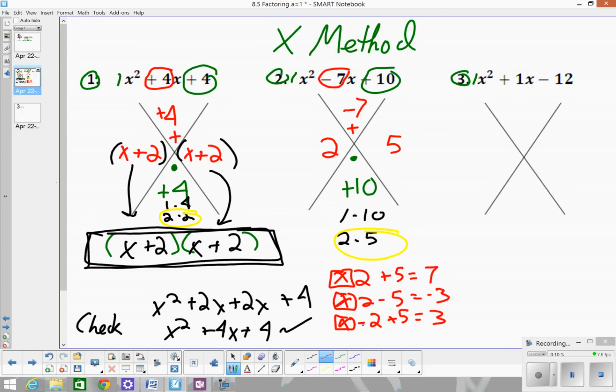Okay. Well, here they're both positive. Here the 2 is positive, 5 is negative. For the last one, we have negative 2, positive 5. The only one we haven't tried is if both of them are negative.